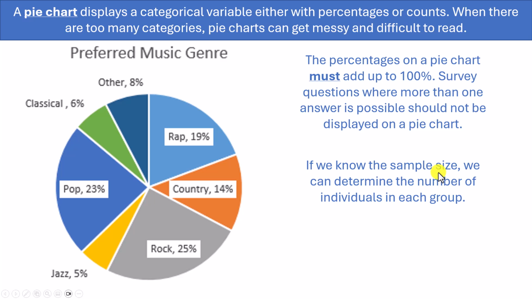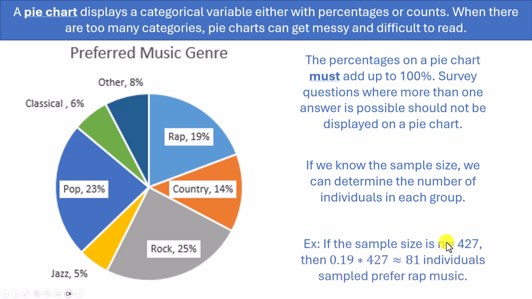If we know the sample size, we can determine the number of individuals in each group once we have the percentages. An example of that is, let's say that the sample size for this was 427. Then we could figure out the number of individuals in each category by taking the decimal equivalent of each percentage and multiplying by 427. So if I took 0.19, which is the decimal equivalent of 19%, and multiplied it by the 427 individuals, I would find that 81 individuals from the sample preferred rap music.